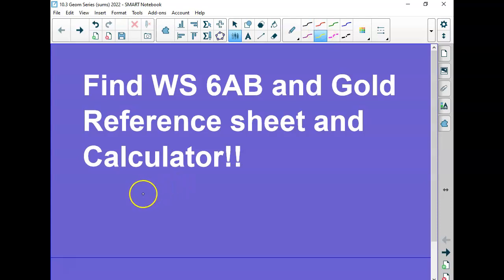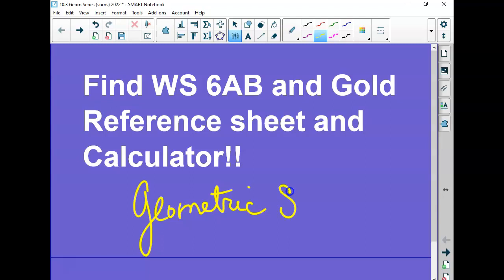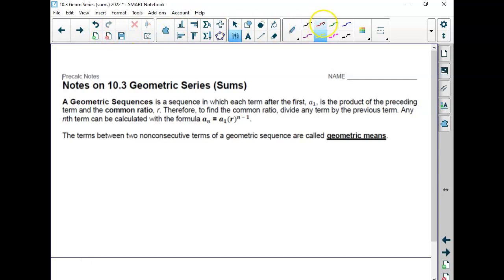All right, guys, today we are doing geometric sum of sequences, which is also called series, okay? So we are going to add up and find the sum of a bunch of geometric terms, meaning they're being multiplied. So at the top of worksheet 6, you should have this.